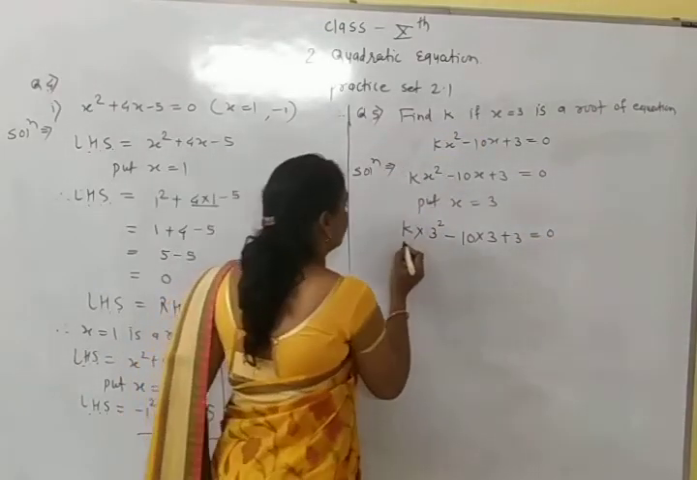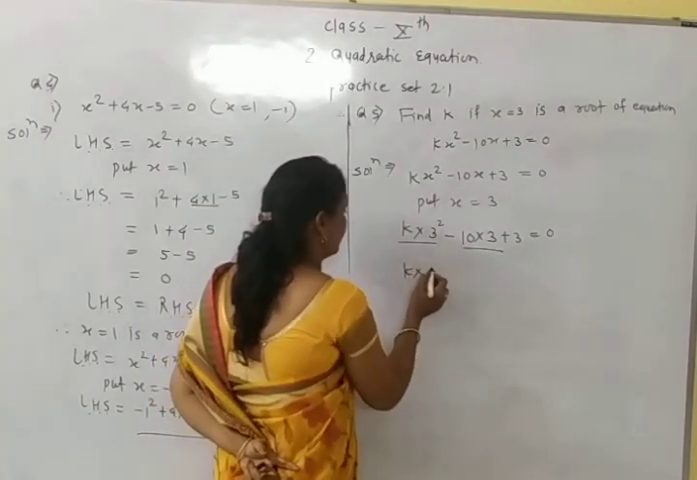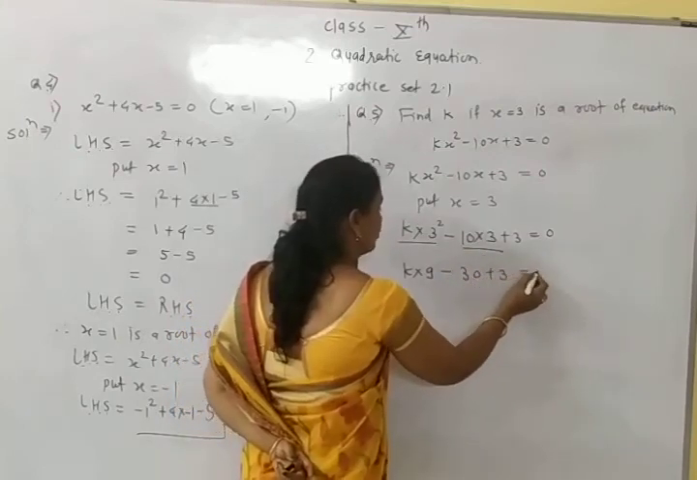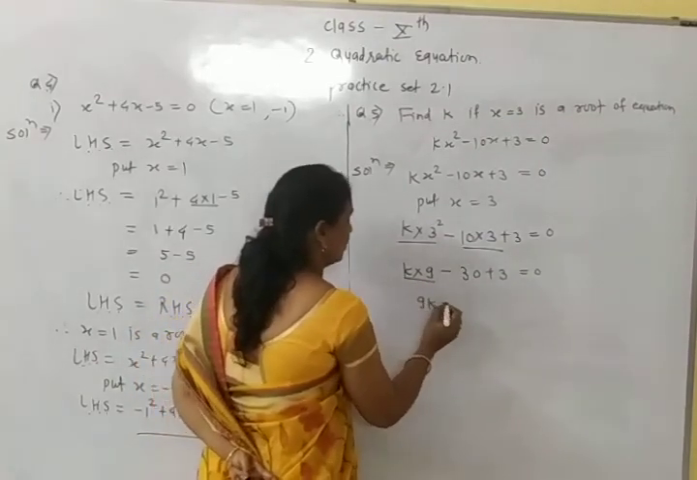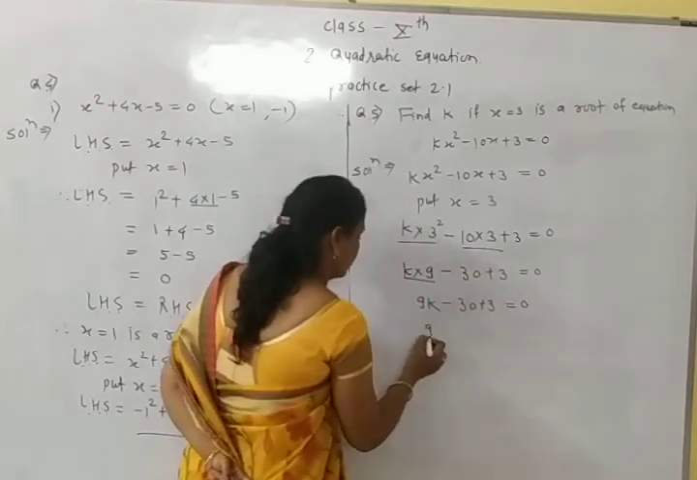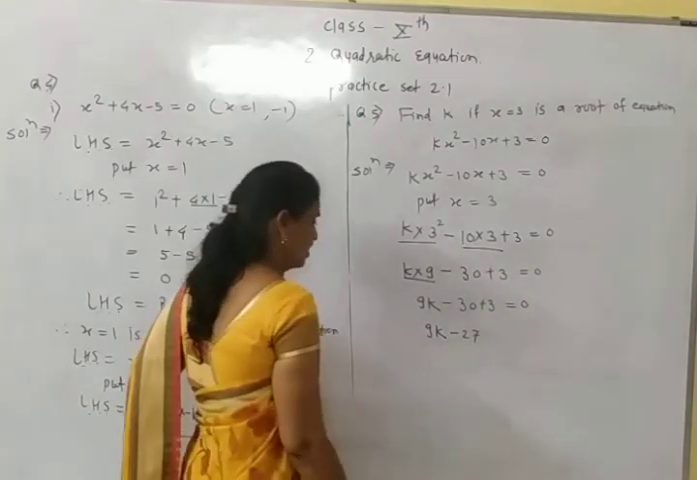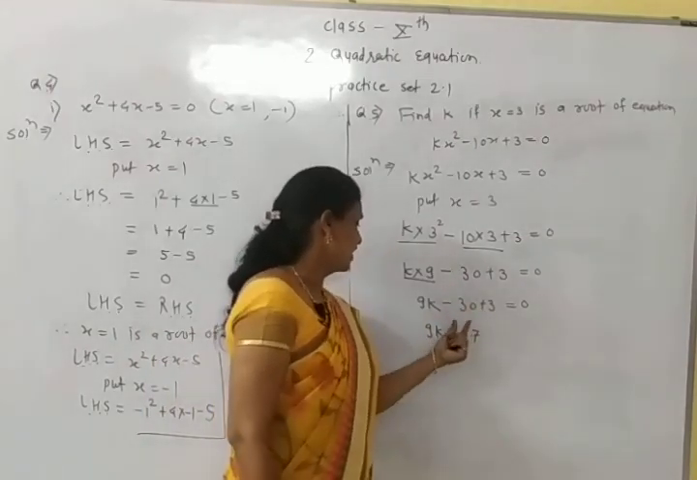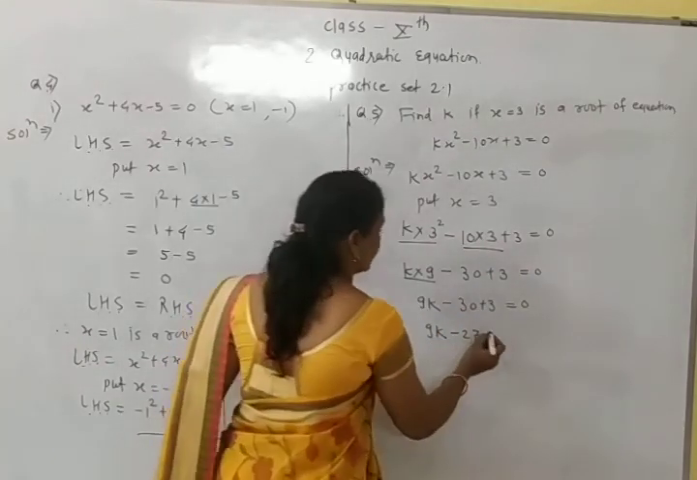Let's solve this. First we have to multiply. K into 3 square 9, minus 10 3s are 30, plus 3 equal to 0. K into 9, 9k minus 30 plus 3. Here sign is opposite, minus plus. Then 30 minus 3 will get 27 and greater number sign is minus. Therefore, minus 30 plus 3 equal to minus 27.